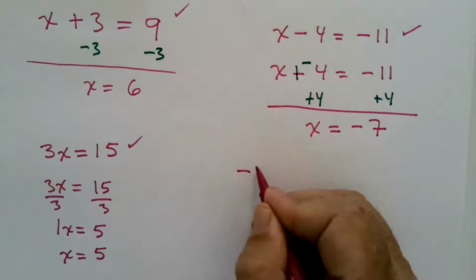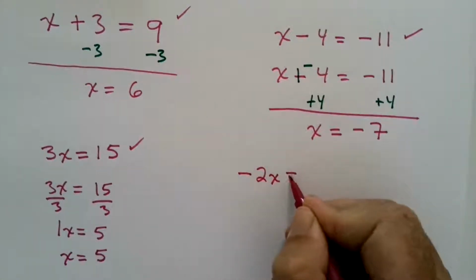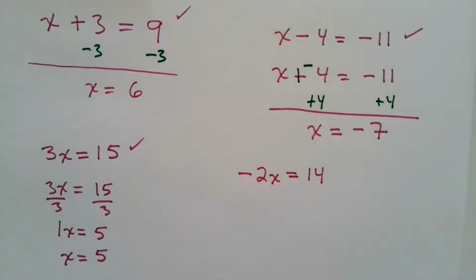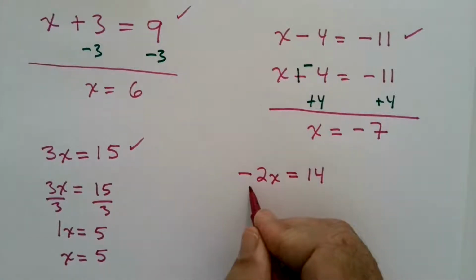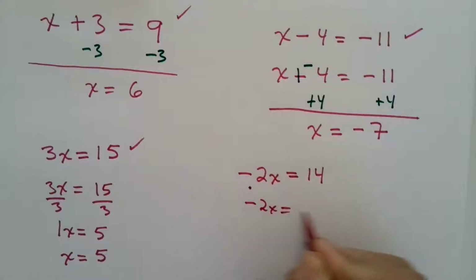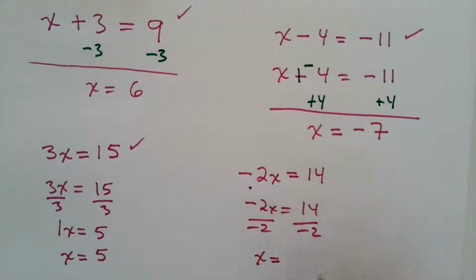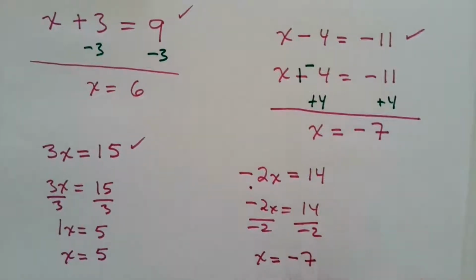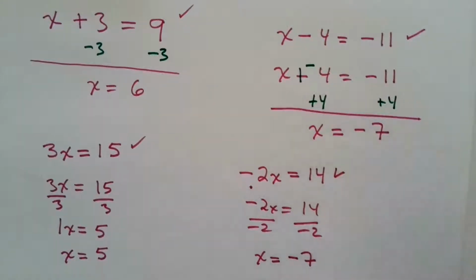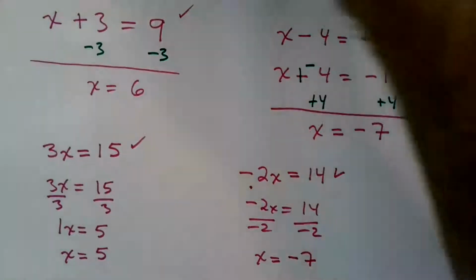Throw in a negative number this time. How about -2x is 14. Whatever I do to one side of the equation, I should do to the other. So I'm going to go ahead and divide both sides by -2. Divide the left side by -2, divide the right side by -2. And I get x is 14 divided by -2. A positive divided by a negative is -7. Do a mental check. -2 times -7 is 14. Indeed, it is.